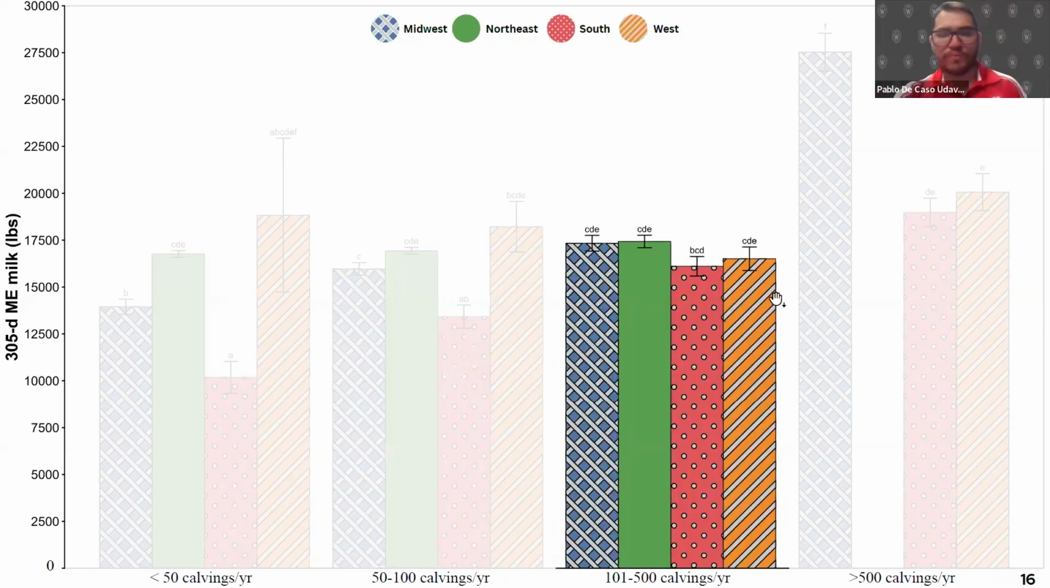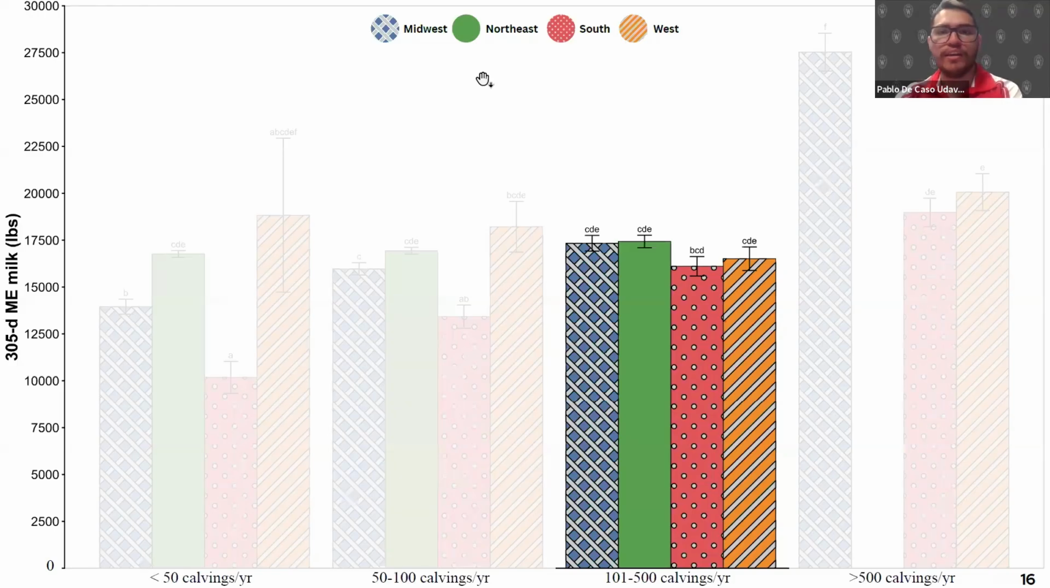Moving onward to the category of 101 to 500 calvings, we can see that the Midwest, the West, and the Northeast do not differ from each other. And we can see also that the South is starting to pick up. So we're starting to see how the South and the Midwest are increasing their production as they progress within each category.